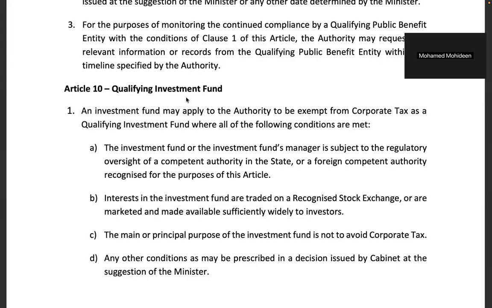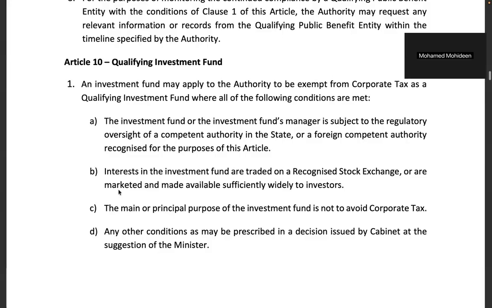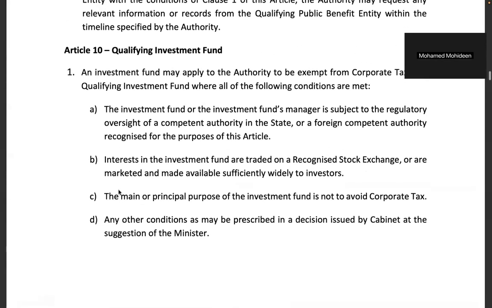What we are reading right now, decision number 34, addresses qualifying investment fund itself, right? And in this article, it says an investment fund may apply to the authority for exemption from corporate tax as a qualifying investment fund, where all of the following. These are the conditions that the qualifying investment fund needs to meet. You have read this, by the way. So many times you have read this. Even before coming to me, you probably had some idea.